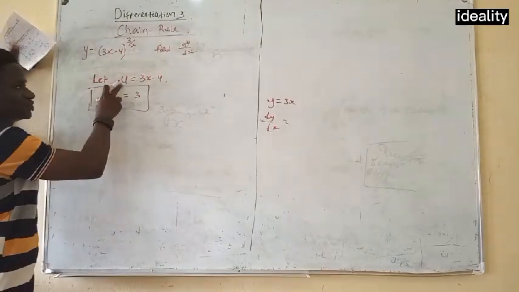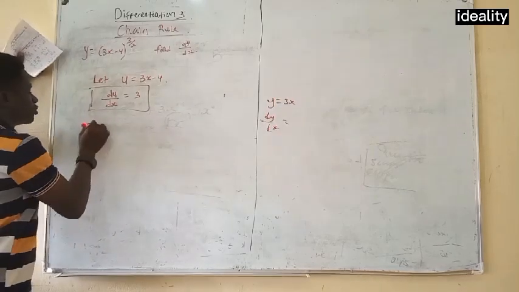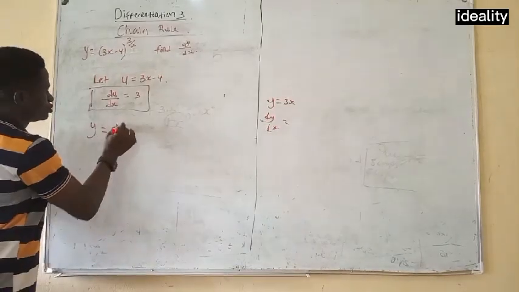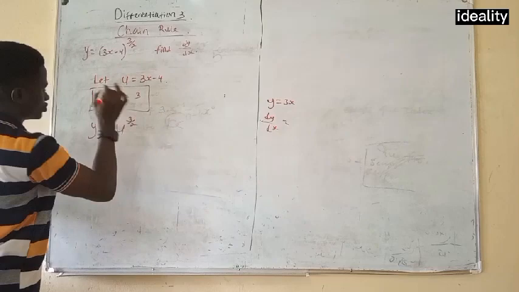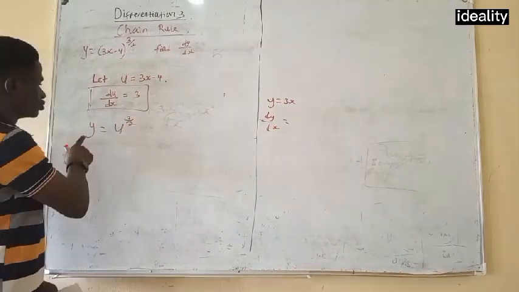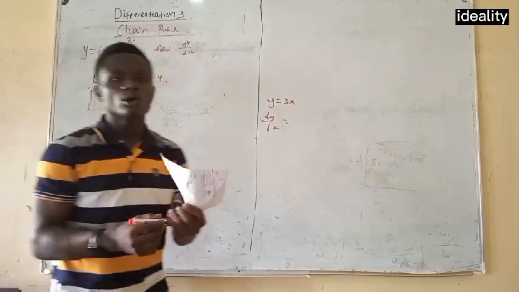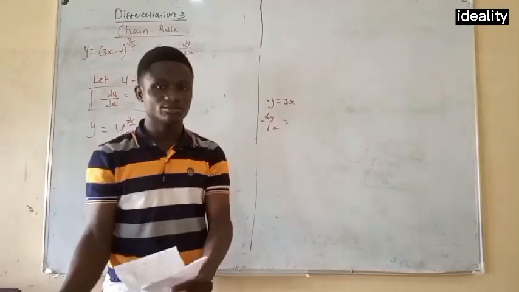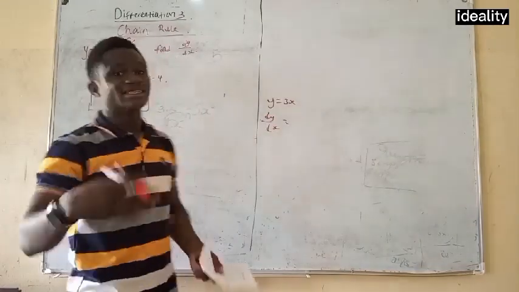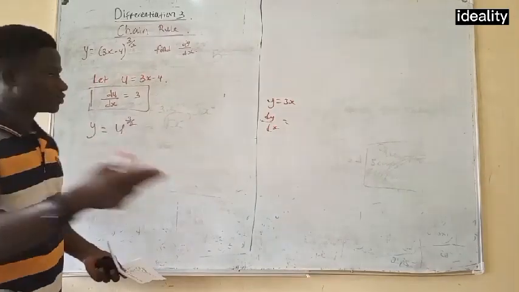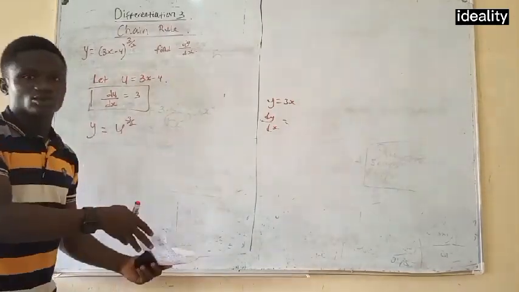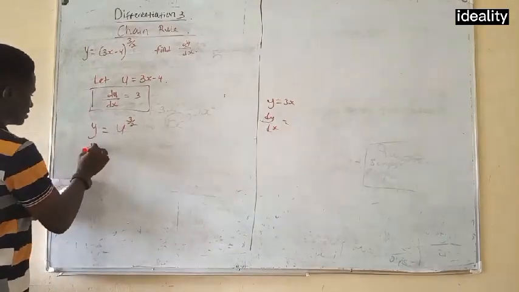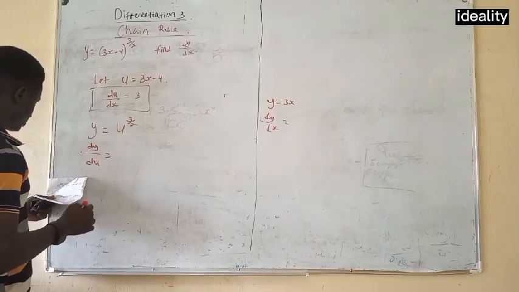Now, look, when I said let u be equal to 3x minus 4, we have y equals, anywhere I see 3x minus 4, I can put u raised to the power 3 over 2. Let me find dy du. When you replace any expression with a variable to differentiate, you still differentiate. When I represent 3x minus 4 as u, I differentiate, and when I put u back in the equation, I still differentiate.